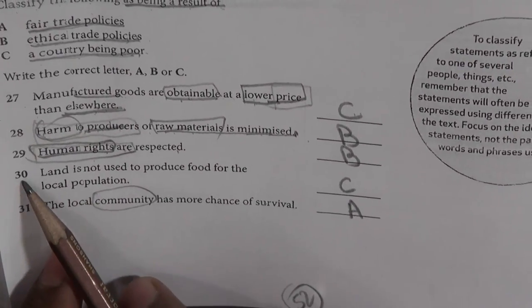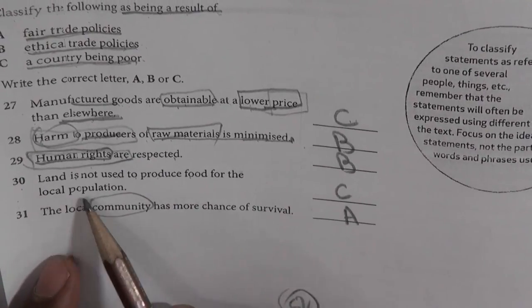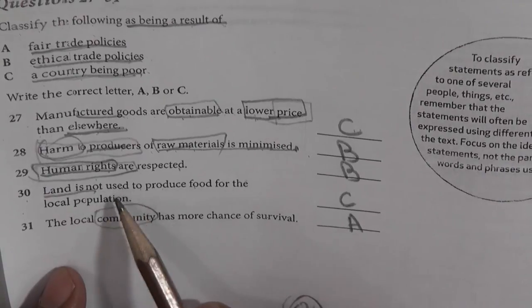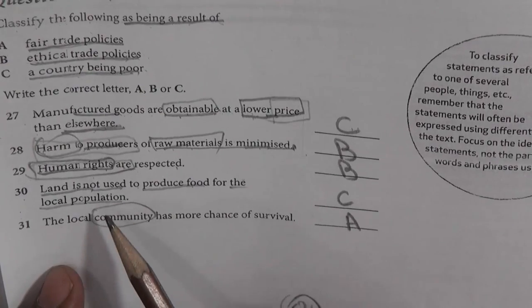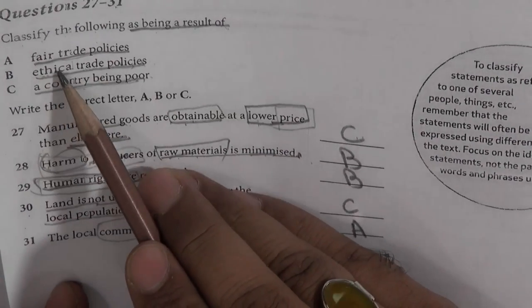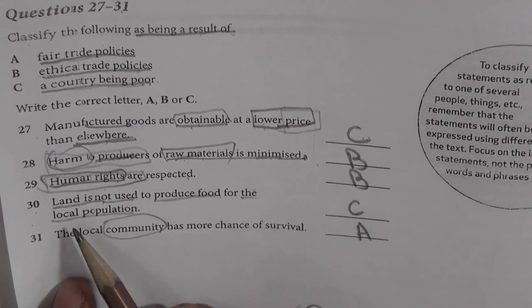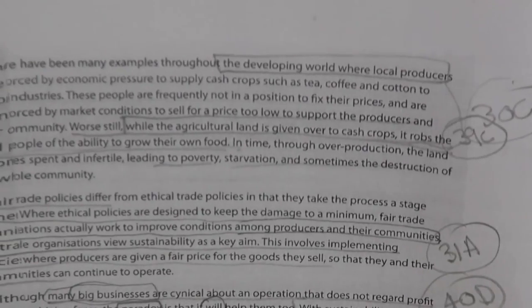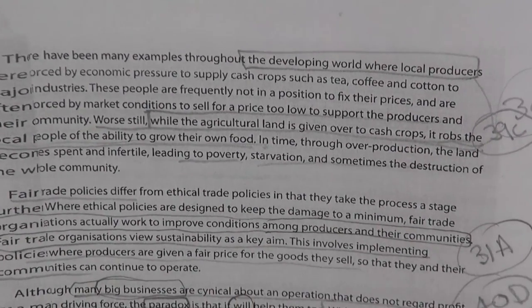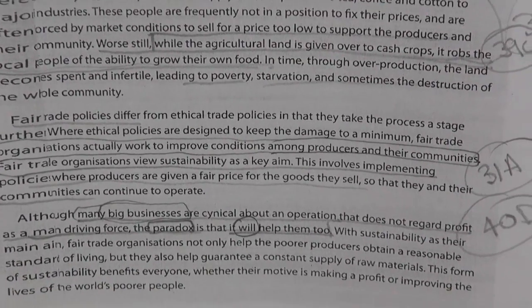Let's go on. Number 30, land is not used to produce food for the local population. Now we got to see whether it is a result of fair trade, ethical trade, or a country being poor. Land is not used to produce food for the local population. Now let's go on. We found 29 here. Now let's come to 30. Okay. Yeah, so we'll find the words like land, produce, food, not for local population.